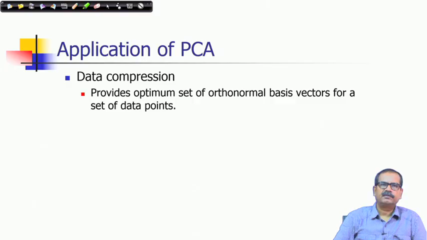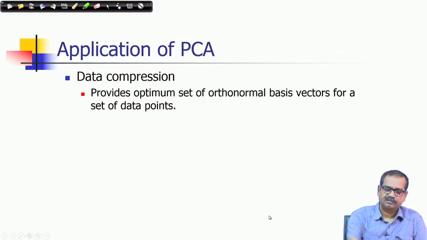It provides an optimum set of orthonormal basis vectors for a set of data points, because we have seen in the case of image transforms that orthonormal basis vectors are very convenient to transform any data point into another space, and if your basis vectors are properly chosen, then you can reduce the redundancy of the representation. So, in PCA you have that advantage. It is the optimum set of orthonormal basis vectors which will give you that kind of transformation.